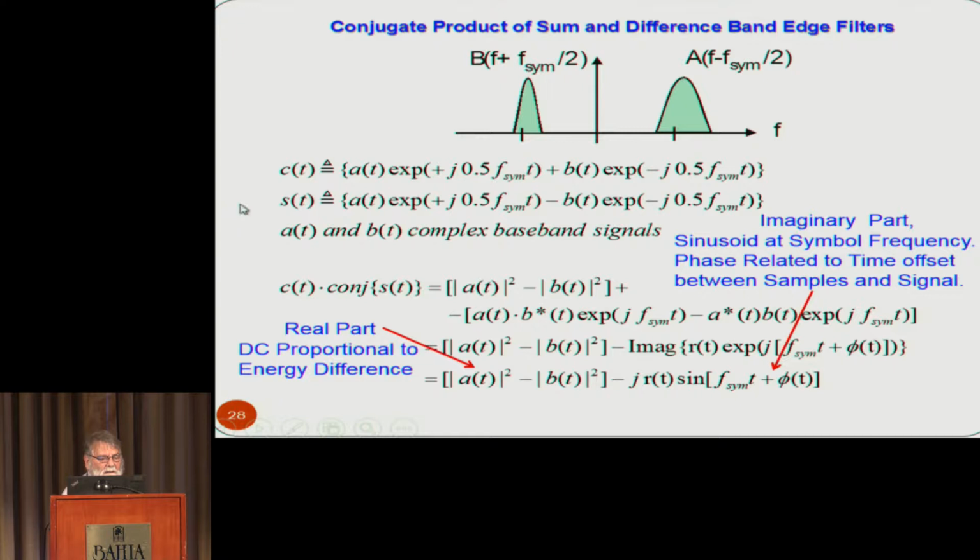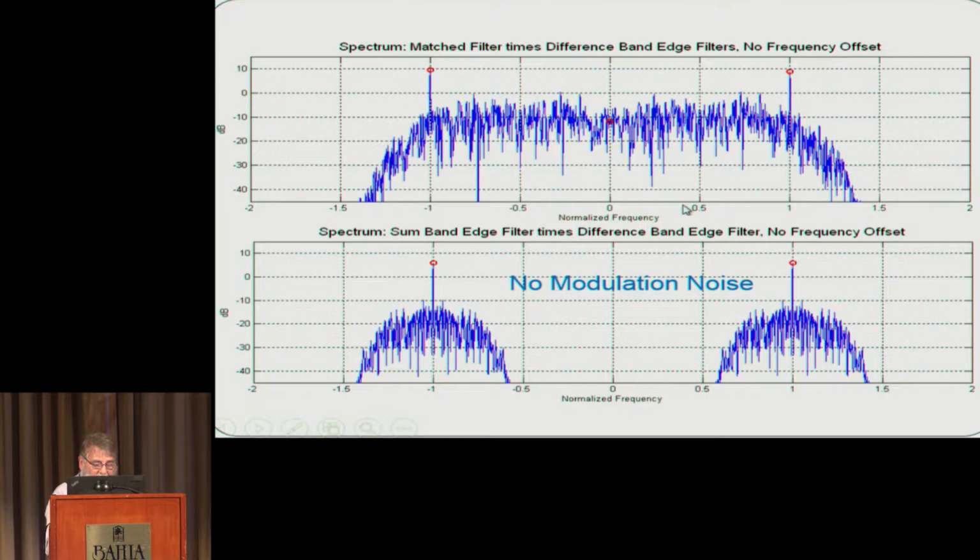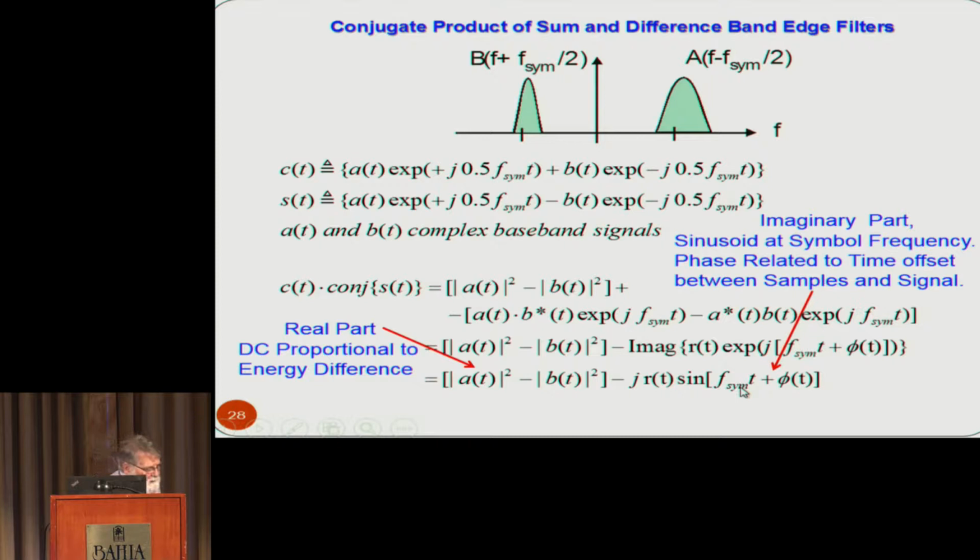When you do a conjugate product, this term times that conjugate is magnitude A squared. This term times that term with the minus sign is magnitude B squared. Well, that's the energy difference in the two filters. It's exactly what you would have expected by knowing the band edges. But if we do the other two terms, which is A times B conjugate and A conjugate times B, this being half a symbol rate, this being minus half symbol rate, when I conjugate, it becomes whole symbol rate. And when you're finished, you wind up taking the difference between a complex number and its conjugate. And the difference between a complex number and its conjugate is twice the imaginary part.